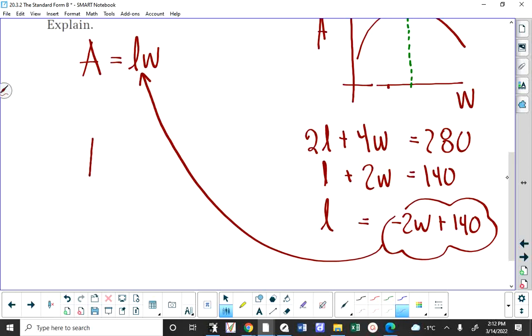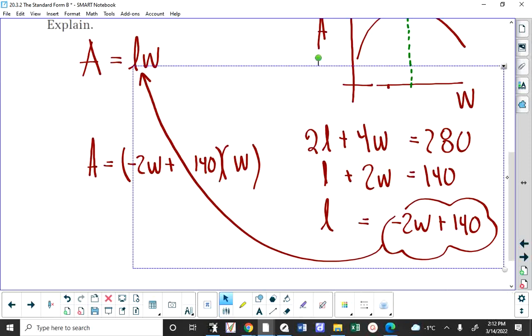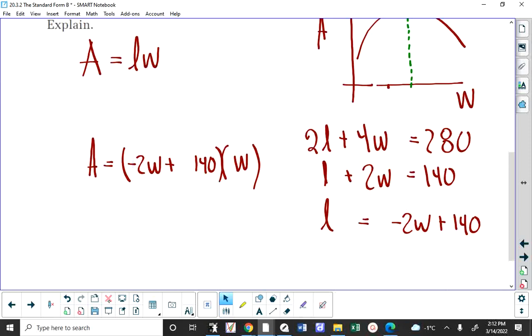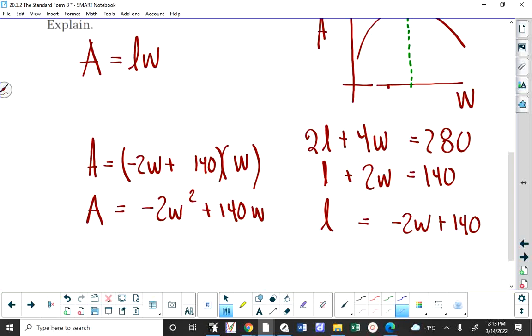Now what this equation becomes is A equals L, which is negative 2W plus 140, multiplied by W, and we can simplify that. I can multiply that through. I'm going to get rid of this arrow. It's just getting in the way. We can multiply that W through: negative 2W squared plus 140W.